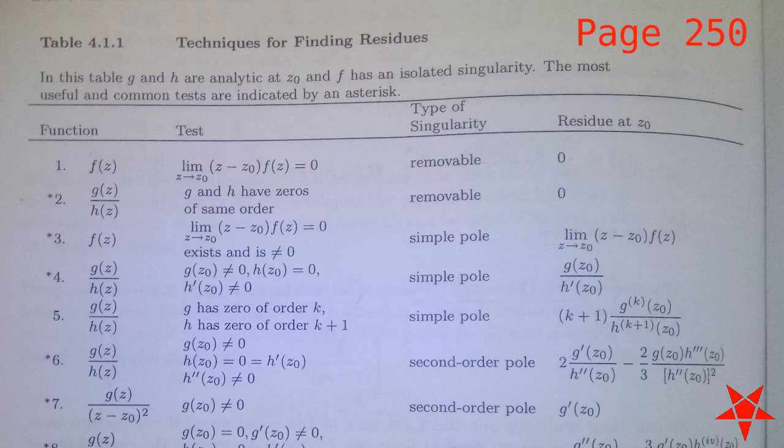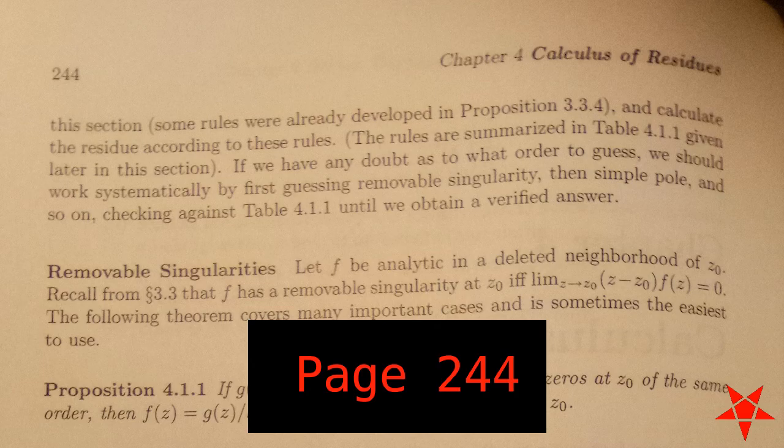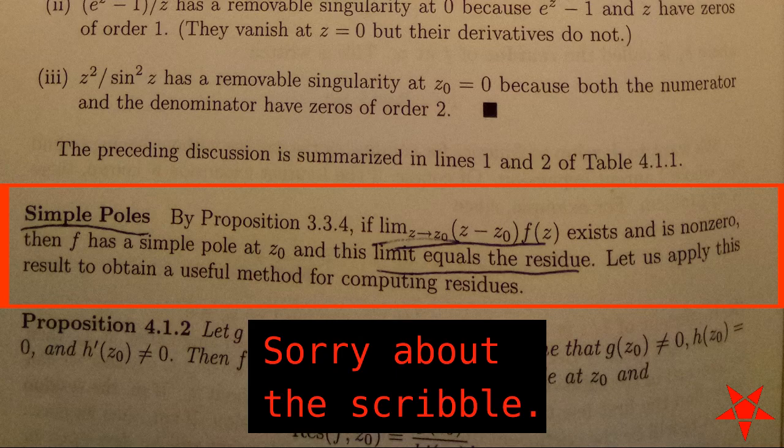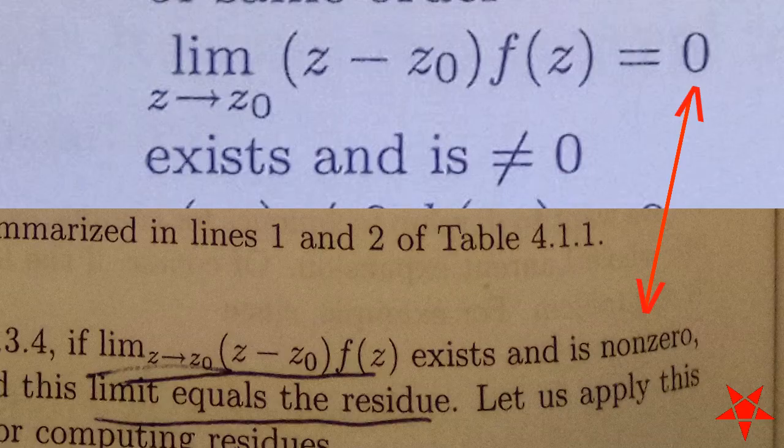And if we look at function number 3, we see that the limit described in the test is equal to 0. But we also see here that the limit is supposed to be non-zero. Then, if we go to page 244 and look at the section on simple poles, we see that, for this class of function, the same limit we saw in table 4.11 is required to both exist and to be non-zero in order for us to use the limit to calculate the residue of f of z at z naught.